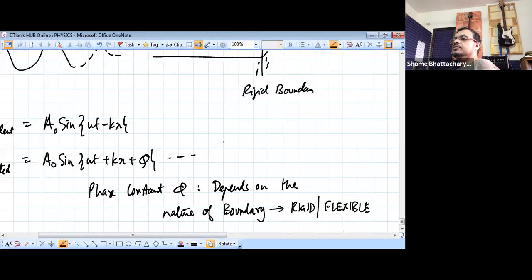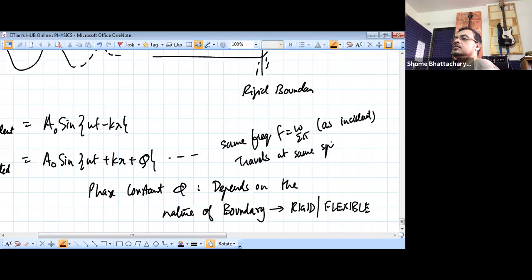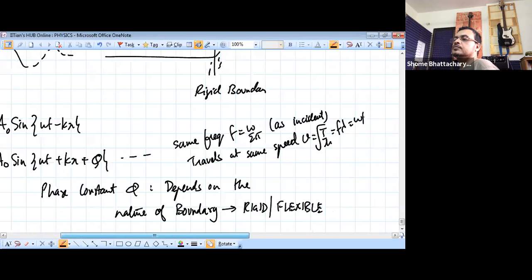So the reflected wave has the same frequency, omega by 2 pi, as the incident, travels at same speed, v equal to square root T by mu, that is f lambda, or that's the same thing as omega by k. But in opposite direction.